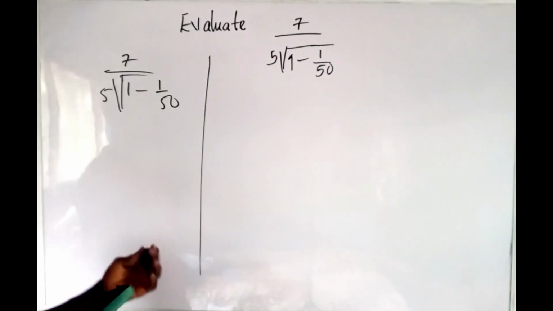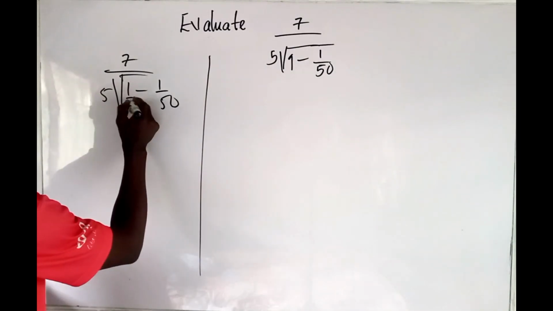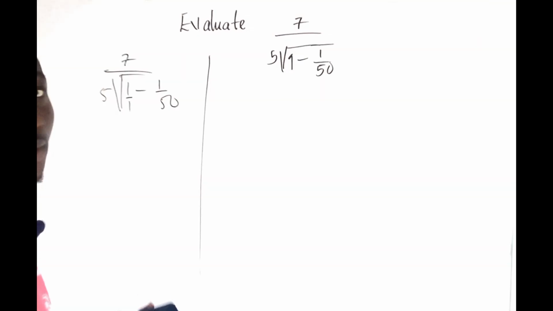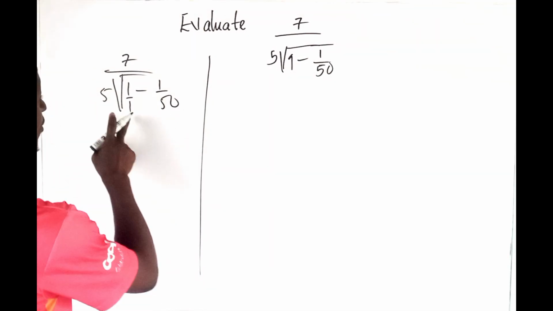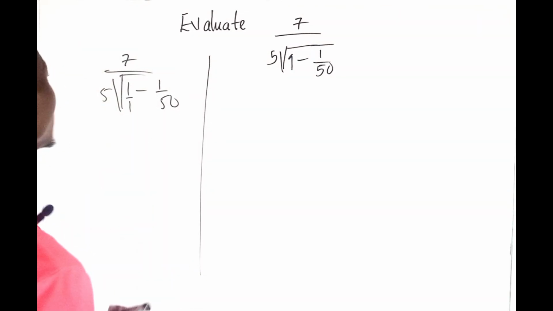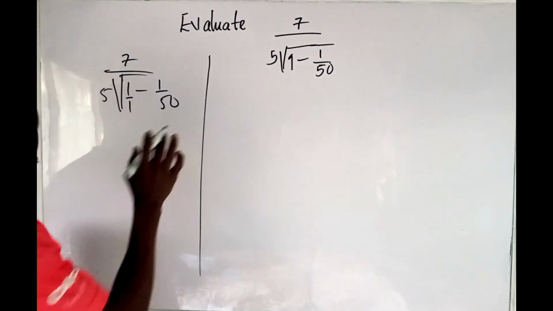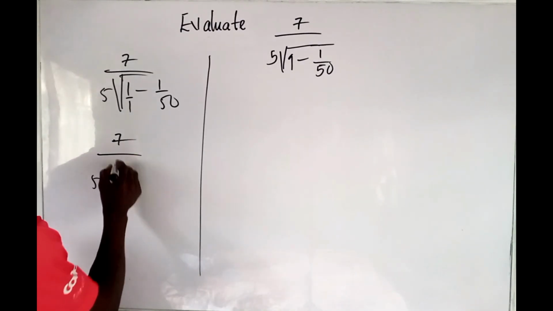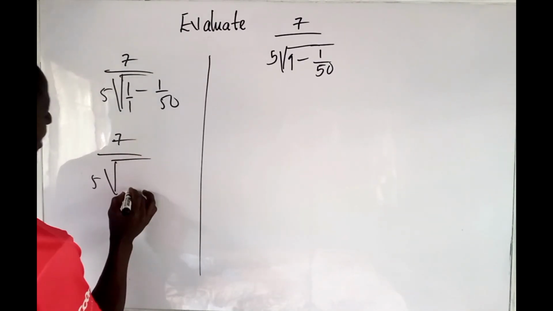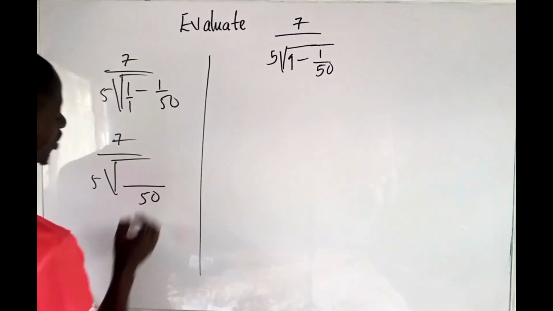Now, to start our solving from the root, we can make this 1 into 1 over 1 so that we can look for the LCM of the denominators. So the LCM of 1 and 50 is 50, right? So our LCM is 50. You put a line, you put your 50.